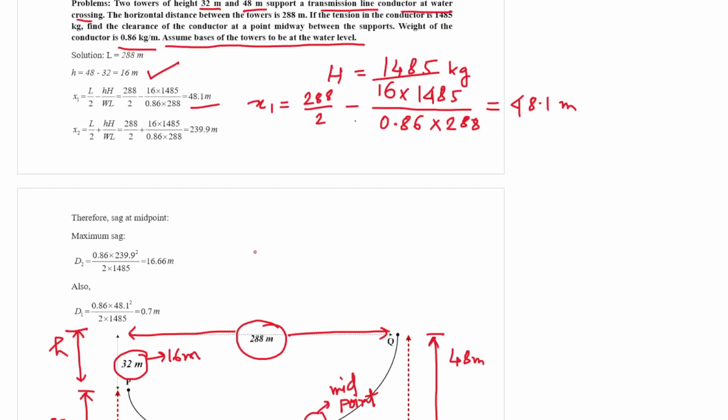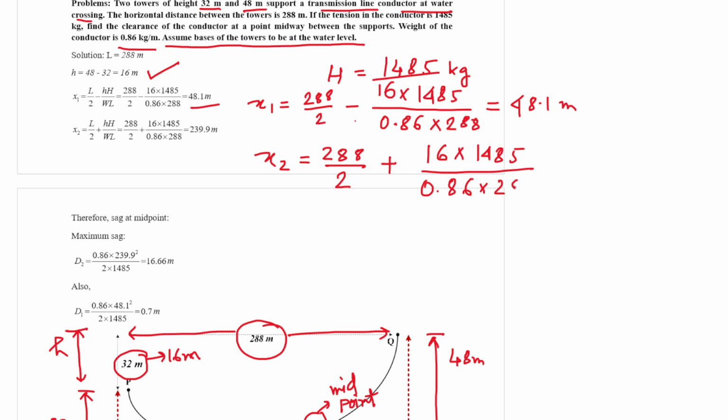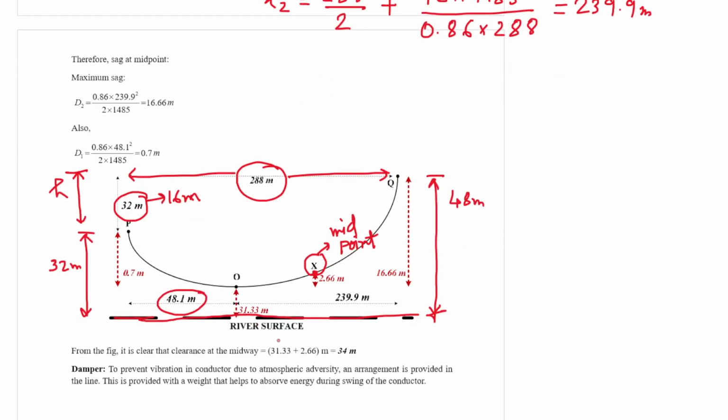Now if we evaluate x2, everything will be the same. The only difference is this symbol is plus. 16 into 1485 divided by 0.86 into 288, which is equal to 239.9. So basically this distance from this point O is 239.9 meters.